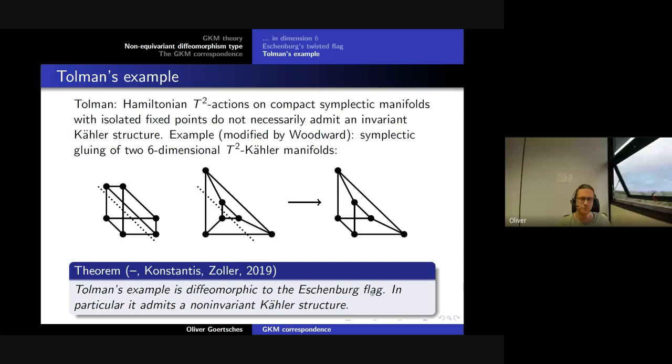So this is a Kähler manifold with a symplectic form that admits some Hamiltonian torus action, but the Kähler form itself does not. This action does not leave invariant the Kähler structure. Okay, so this is one example of GKM theory in dimension 6.